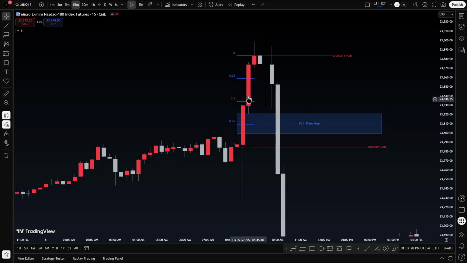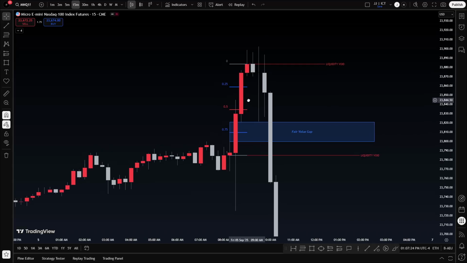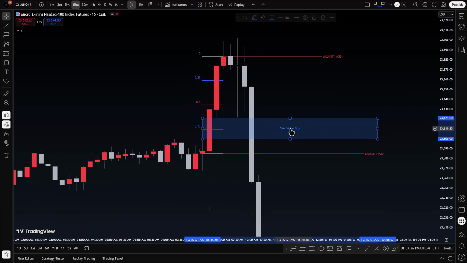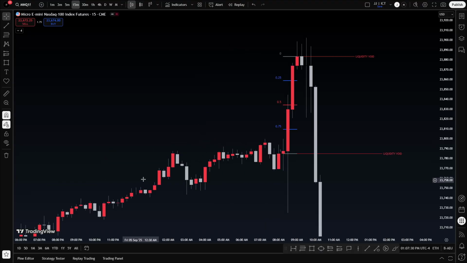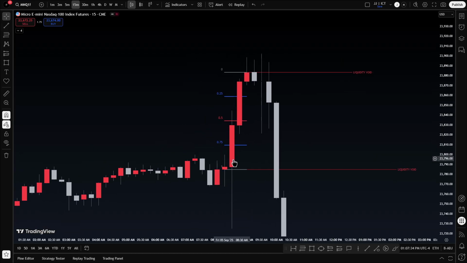At 8:30, this was all manipulation. This was all liquidity injection. This was all manipulation right here. So think about this for a second. I'm going to leave this fair value gap. It purposely accumulated, manipulated, distributed, right? But within this manipulation, what did it create? A liquidity void. That liquidity void gives price a reason to what?